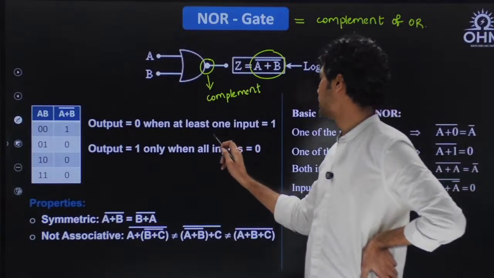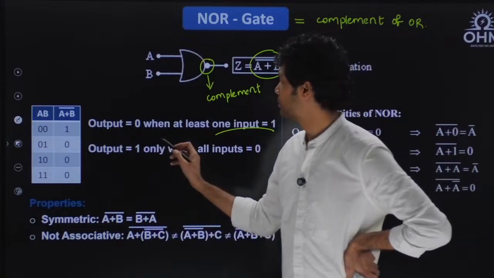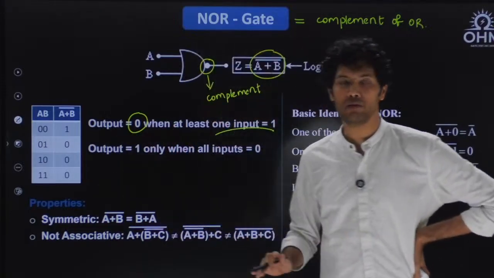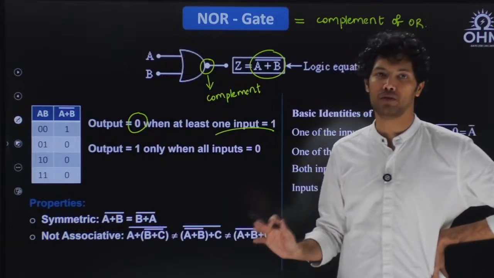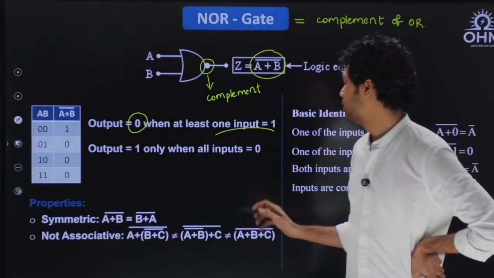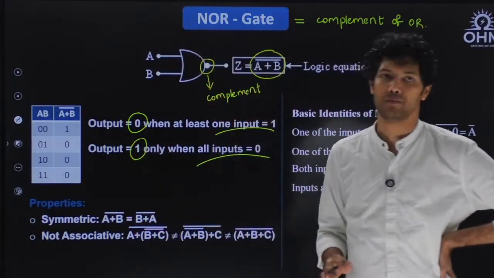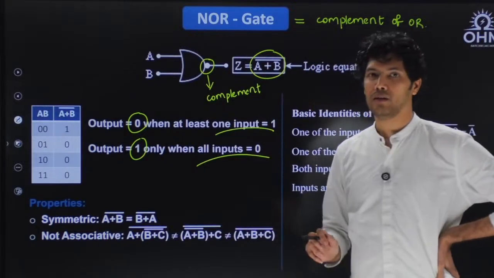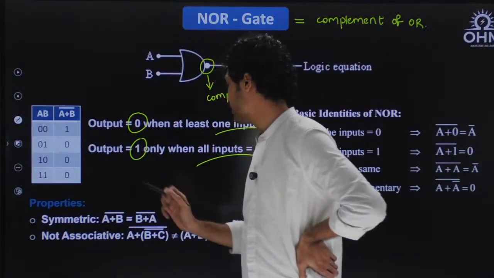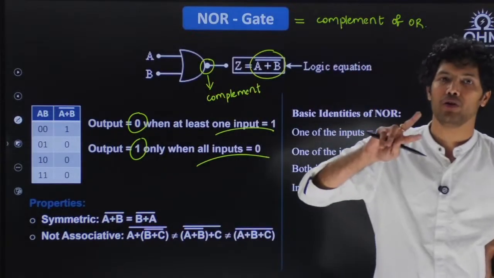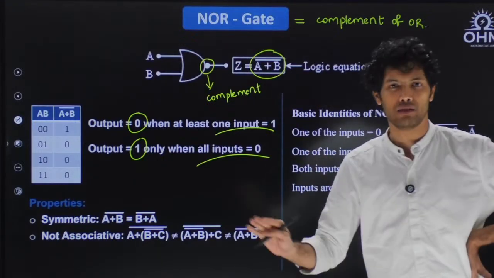So if at least one input is 1, then irrespective of the other inputs, the output becomes equal to 0. Only when all inputs are zeros, that is when the output becomes equal to 1. And the NOR gate is symmetric but not associative. So A plus B whole bar is also equal to B plus A whole bar.